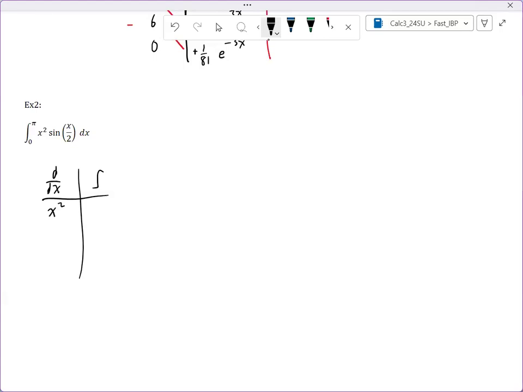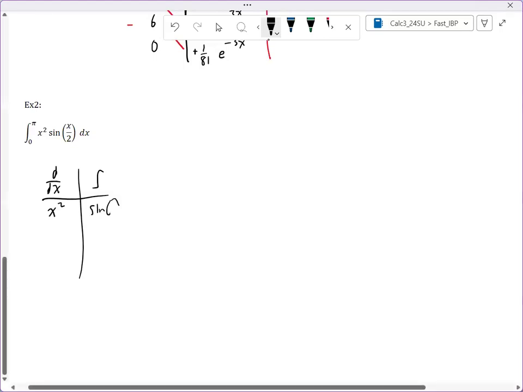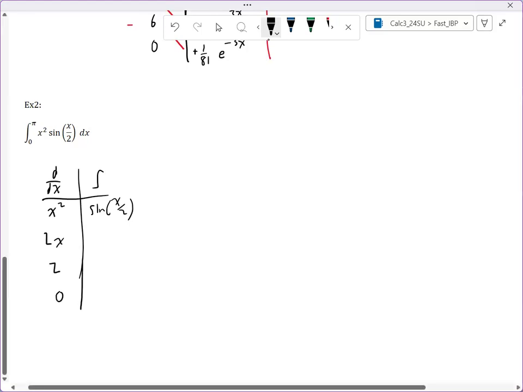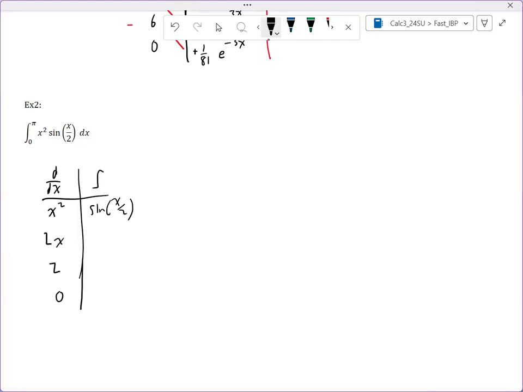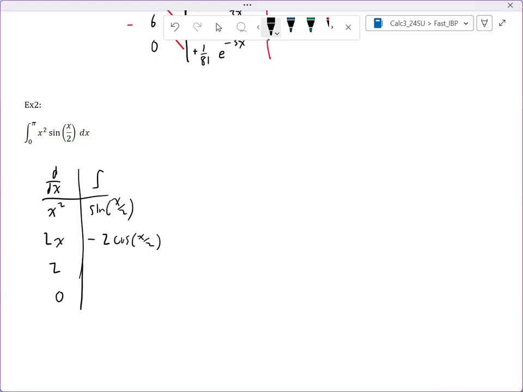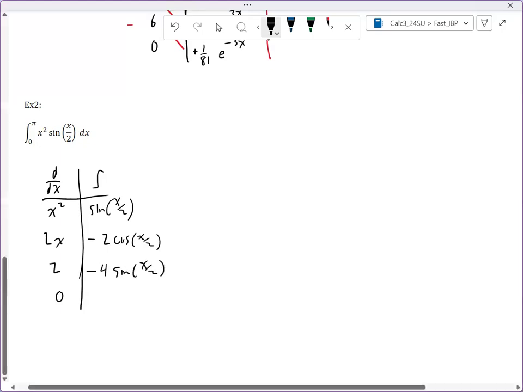So we'll choose to differentiate the x squared bit and integrate the sine of x over 2 bit. X squared differentiates to 2x, to 2, and then 0. Sine of x over 2 integrates to, well, sine integrates to minus cosine of x over 2. If I were to differentiate this, that would pop out a factor of 1/2, so I need a factor of 2 here to fix that. If I anti-differentiate again, I get a minus 4 sine of x over 2.